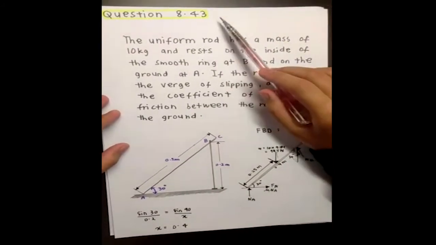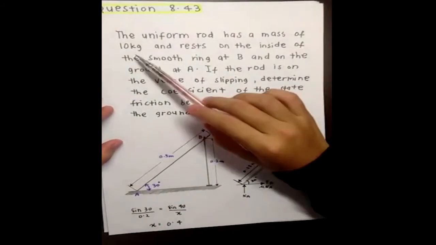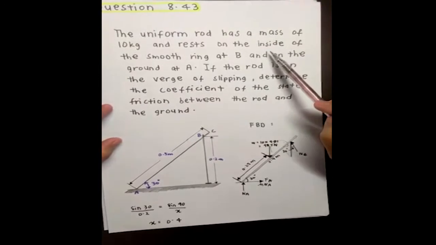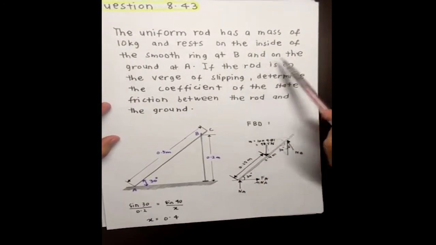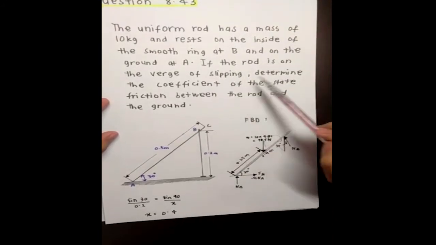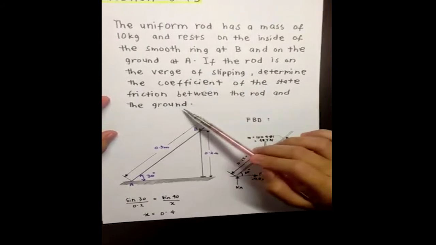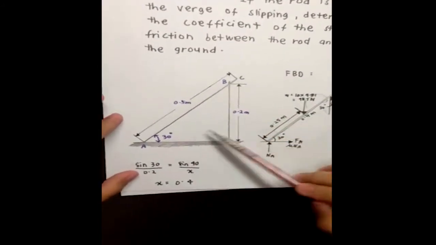Question 8.43. The uniform rod has a mass of 10 kg and rests on the inside of the smooth ring at B and on the ground at A. If the rod is on the verge of slipping, determine the coefficient of static friction between the rod and the ground. So here is the diagram for this question.